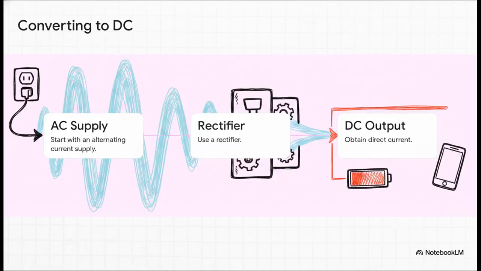Now let's see how this builds, because here's the catch. Your home's wall outlets don't naturally spit out DC power. So to feed your devices, you actually have to follow a quick three-step process. First, you start with the alternating current coming out of your wall. Step 2, you run it through a device called a rectifier. And step 3, you get direct current. That rectifier literally forces that bouncing, oscillating grid energy into the flat, one-way street that your battery requires.